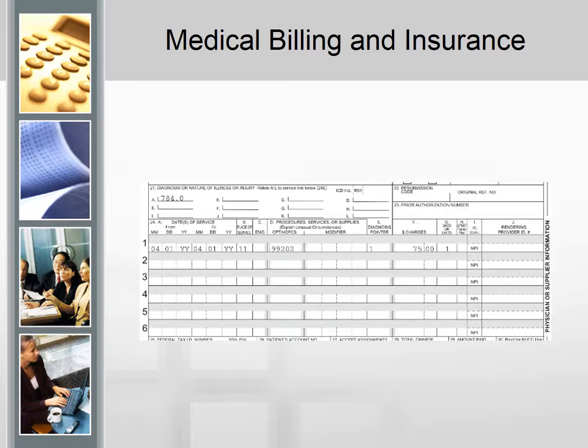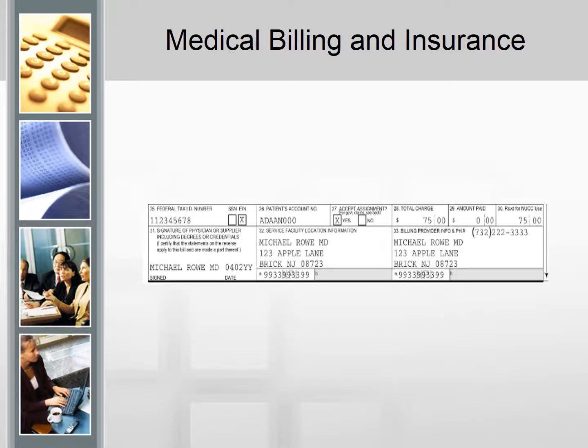In column H, it's asking us, is the service related to the early and periodic screening, diagnosis, and treatment? So depending on the state requirements, as far as those family planning services, sometimes we would enter either a Y for yes or N for no there. And then in column J, this is completed only if the provider rendering or supervising care is different than the one listed below on the claim form as the billing provider. Otherwise, that's left blank.